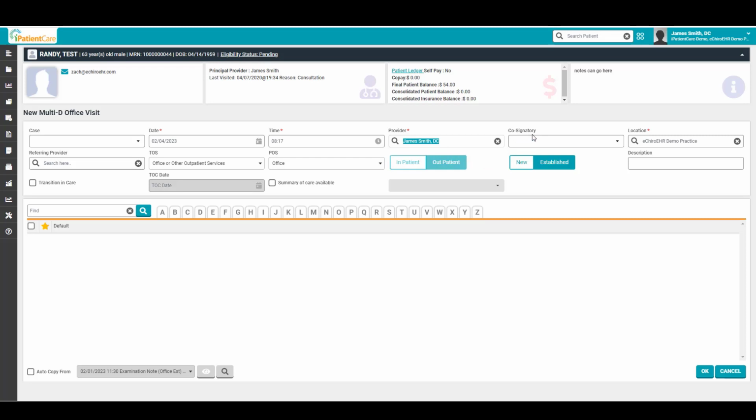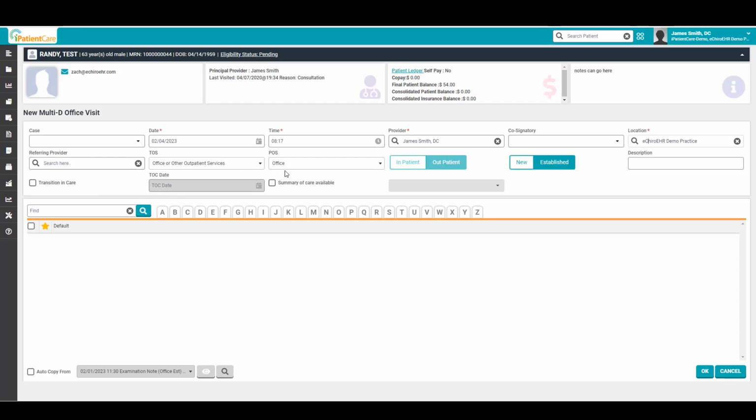Next, you will see a co-signatory. This would be for primary care providers who have levels of supervision requirements over other types of mid-level providers who may be treating the patient. And then finally, your location. The referring provider, back to the left-hand side of the screen, can be entered or searched based on your database of referring providers that you may have.